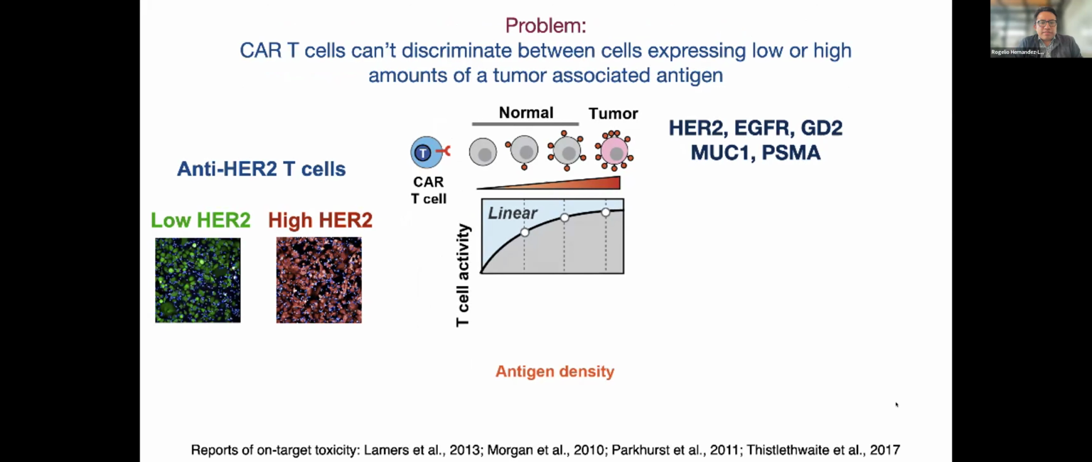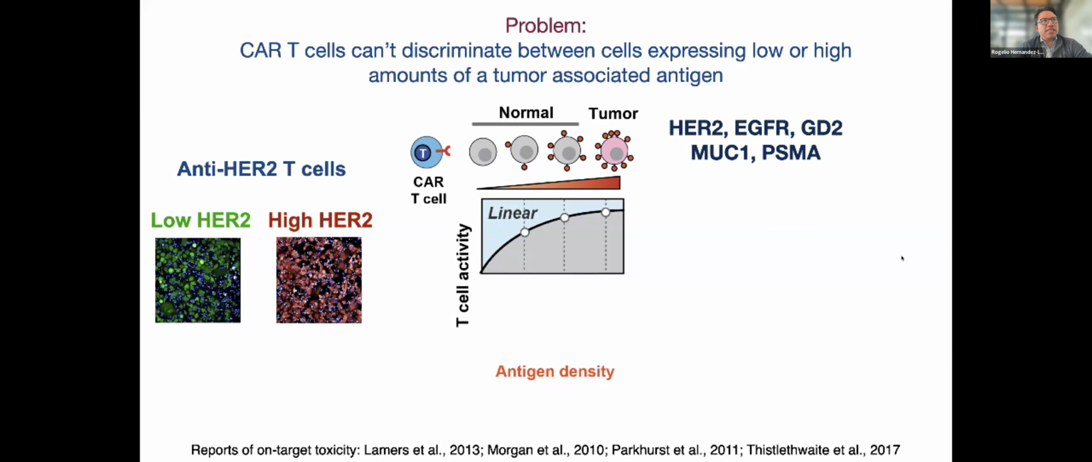And this is a problem because, for example, these antigens or proteins like HER2 and EGFR and GD2 are highly abundant on the surface of tumor cells, but they are also present at lower levels on the surface of other normal tissues. So you could imagine, if you engineer these T cells against any of these proteins, they are very potent, very powerful, but they could result in problems of toxicity.